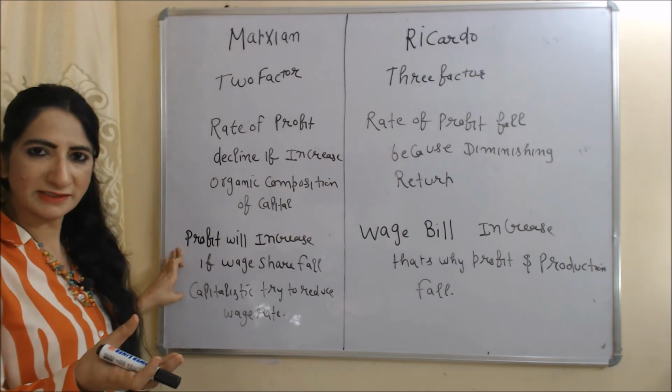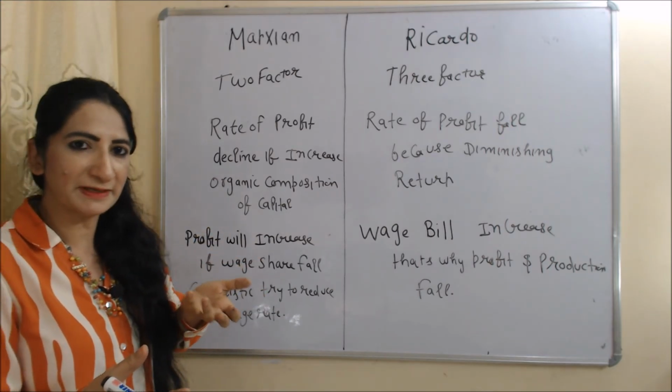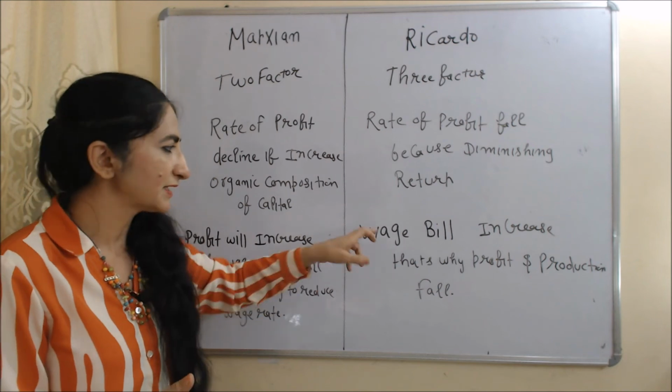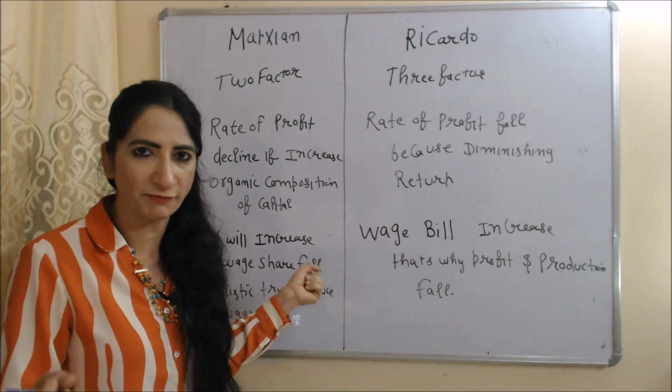According to Marxian theory, profit will increase if wages fall. That's why capitalists try to reduce the wage rate. But according to Ricardo, wages will increase. That's why profit and production fall.